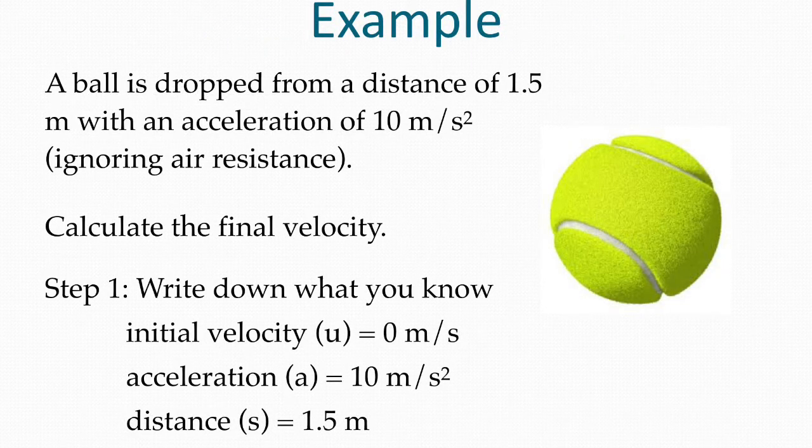We're now going to go through this example of a ball being dropped a distance of 1.5 meters with an acceleration of 10 meters per second squared, and this is the acceleration due to gravity for all objects. Calculate the final velocity. Well, we know that the initial velocity is 0, the acceleration due to gravity is going to be 10 meters per second squared, and the distance that it's falling is 1.5 meters.